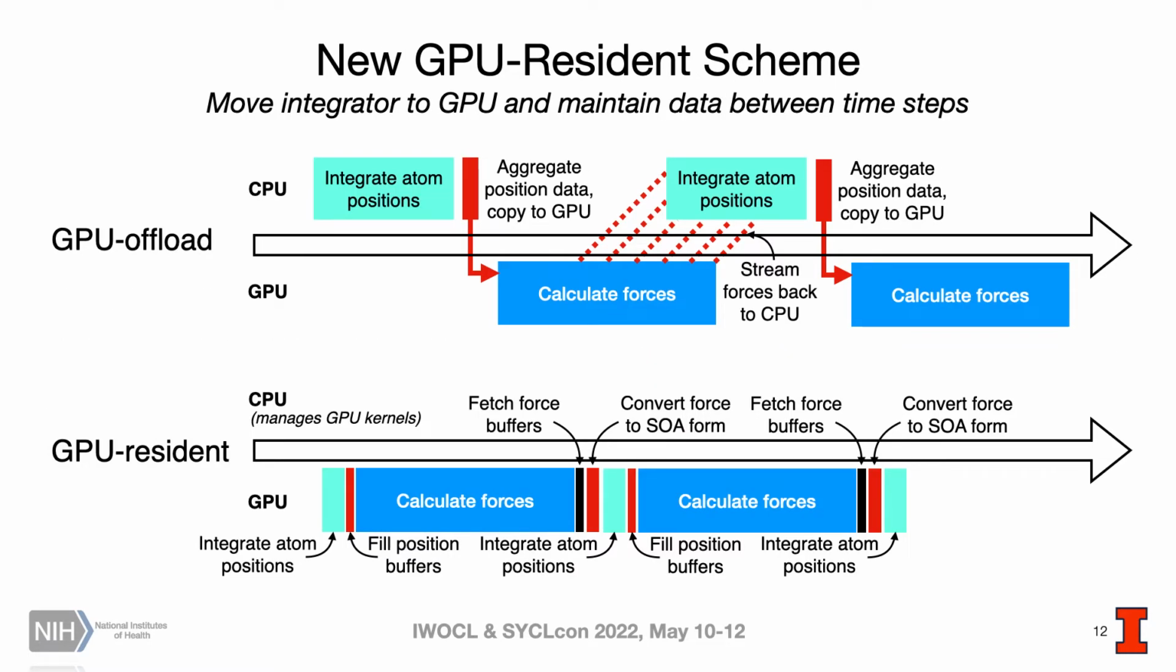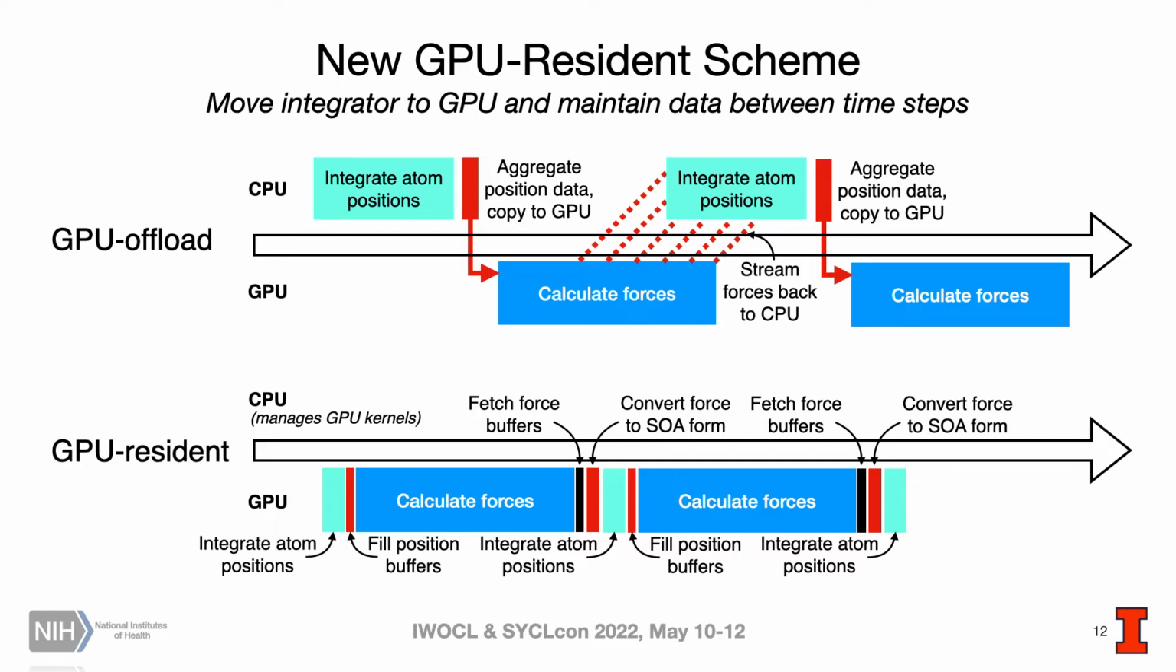To better utilize modern GPUs, we developed a new GPU residence scheme in which we move the integrator to the GPU and maintain data on the GPU between time steps. Now, instead of integrating the atom positions on the CPU, aggregating the position data and copying to the GPU, calculating the forces on the GPU, and streaming the results back to the CPU to continue the next integration step, we now integrate the atom positions on the GPU, calculate the forces, and repeat.